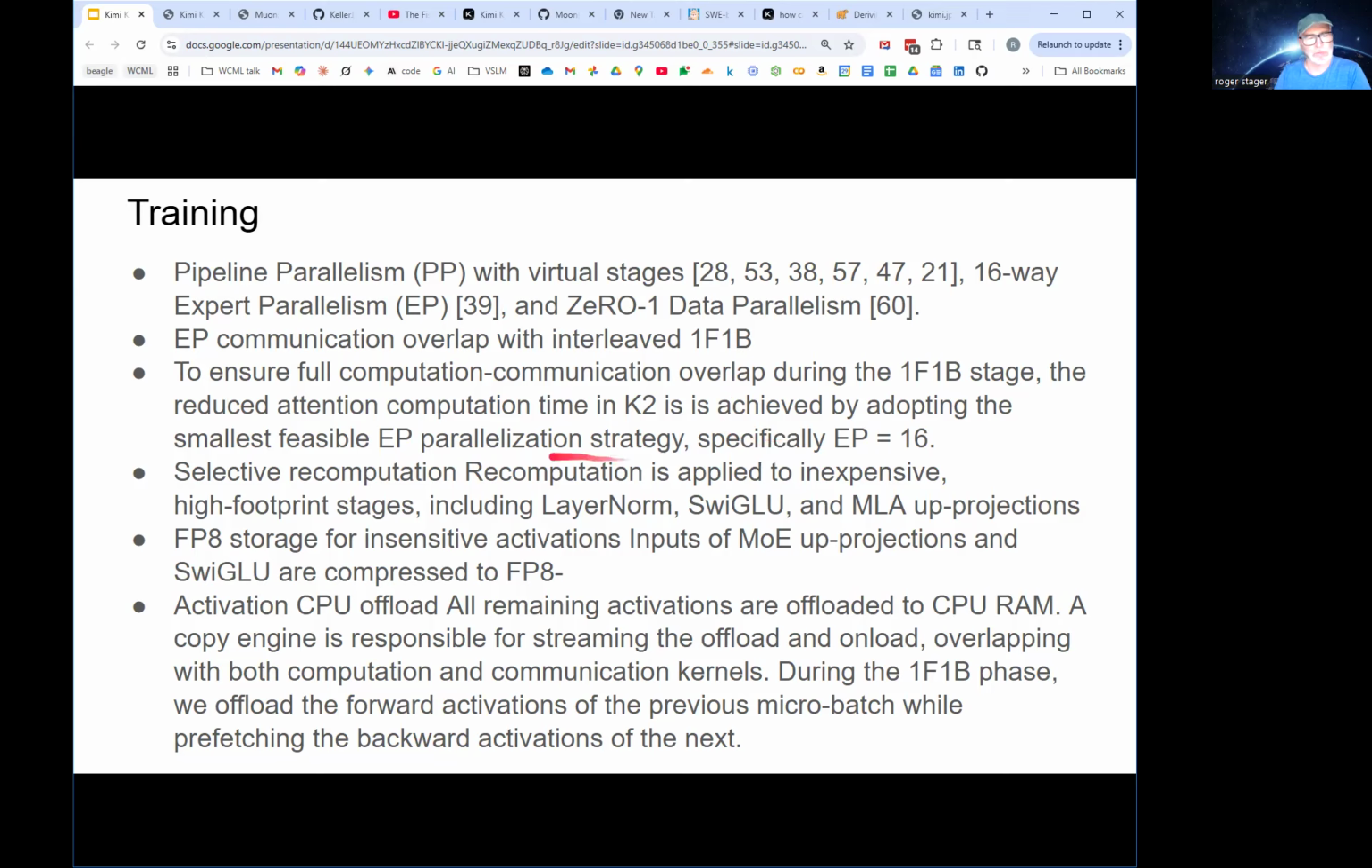There was something where they said the expert parallelism, they had to reduce down to 16, because using the smaller number of heads, they needed to balance the communication and the computation. So in order to do that, they ran the parallelism down to 16. They did some recalculation to optimize it, things like the nonlinearity, layer norms, and the projections in the latent attention. Some storage in FP8.